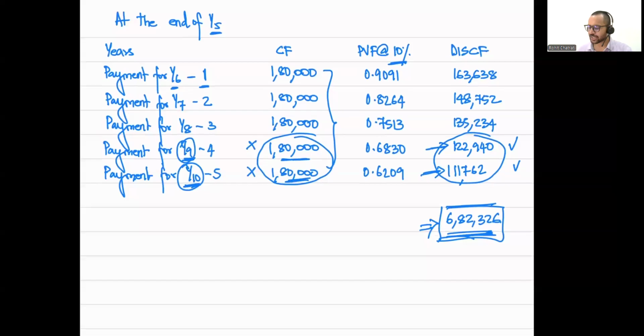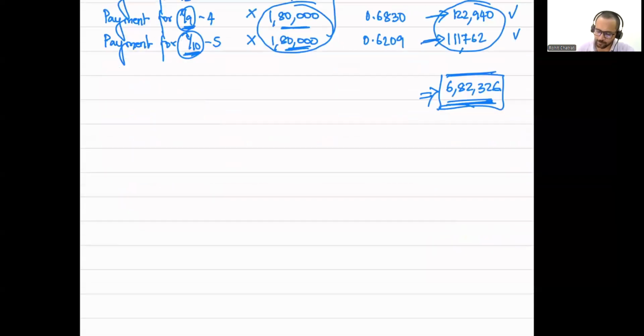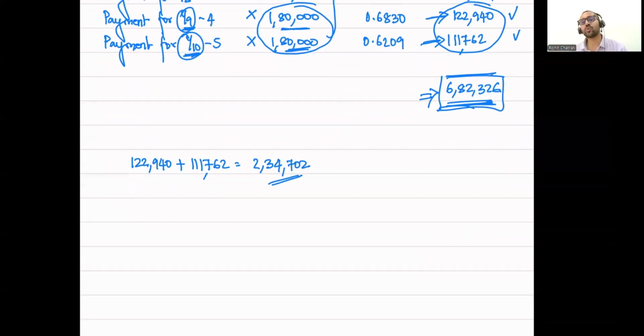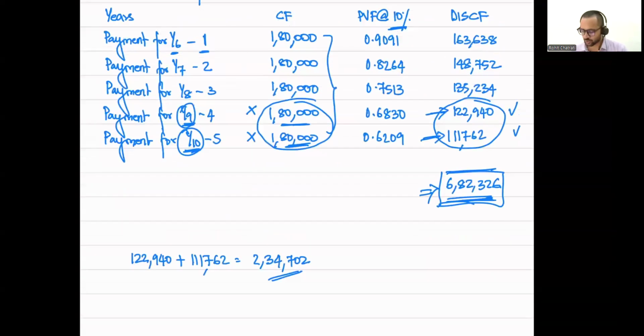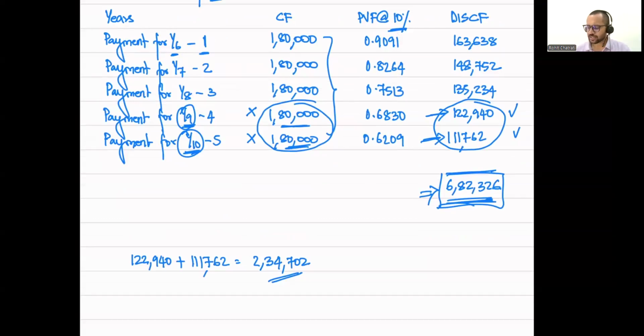So the derecognition amount is going to be equal to 1,22,940 plus 1,11,762, which is equal to 2,34,702. The derecognition amount of lease liability will be 2,34,702. Now we were able to calculate this 234 as the sum total of these two numbers.